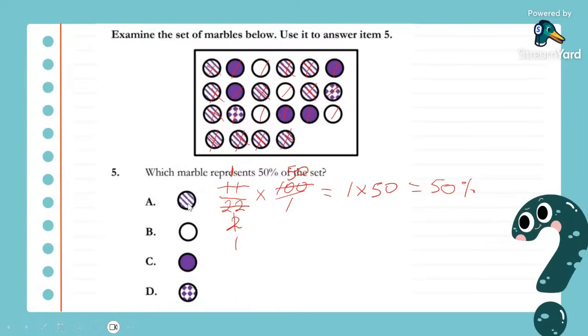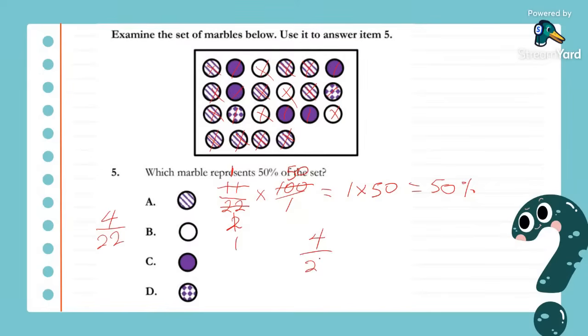But let me quickly go through the others, because what if this wasn't A? We would have to work through them all, and we want to make sure that we have the correct answer. Here we have the white ones. Again, this will be out of 22. So we have 1, 2, 3, 4 whites. So far, we know that 50% means half. And 11 is not even half of 22. It's a very small amount. So most likely it will not be 50%. But let's work that anyway.